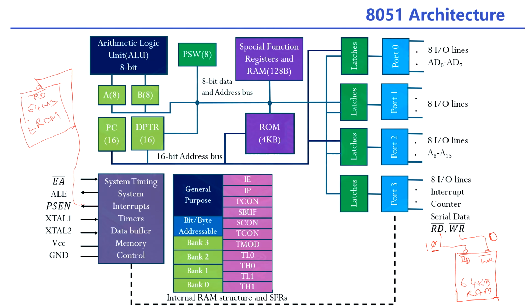So these two signals are provided to access the external data memory, that is RAM, but this PSEN bar is used to access the external ROM, external program memory. These are used whenever the internal memory is not sufficient.